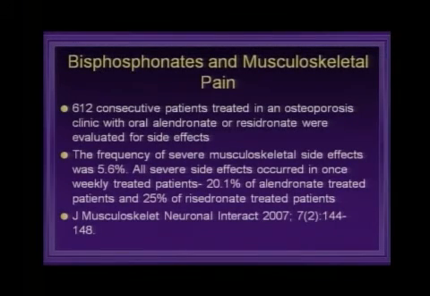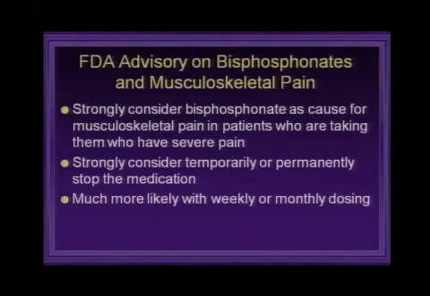And the frequency in this study was alarmingly high. 612 consecutive patients treated in an osteoporosis clinic with oral alendronate or risedronate evaluated for side effects. The frequency of severe musculoskeletal side effects was 5.6%. All severe side effects occurred in once weekly treated patients, 20% of alendronate treated patients, 25% of risedronate treated patients. So they found about 1 in 5 of their patients in this clinic who were getting weekly alendronate were having musculoskeletal pain that they felt was due to it.